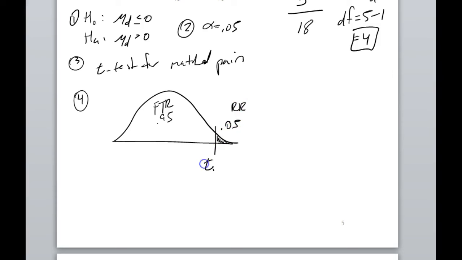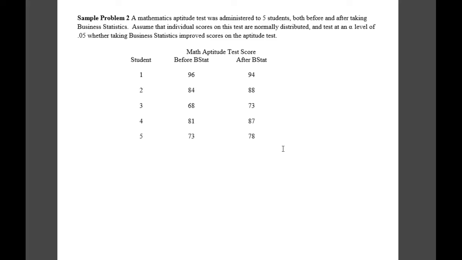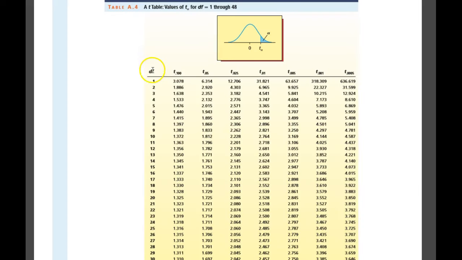Okay, so we have a t-crit right here. What is that t-crit going to be? Well, that t-crit is going to be based upon the degrees of freedom and the alpha level. We use all of the alpha at this point, right? We're going to be using 0.05, because this is the point where 0.05 is beyond it. So t of 0.05, comma 4. We go to our table for that. Degrees of freedom 4, 0.05 right there. We get 2.132.